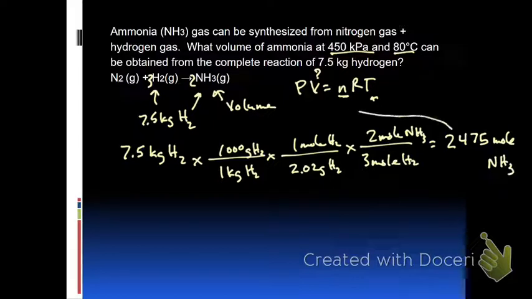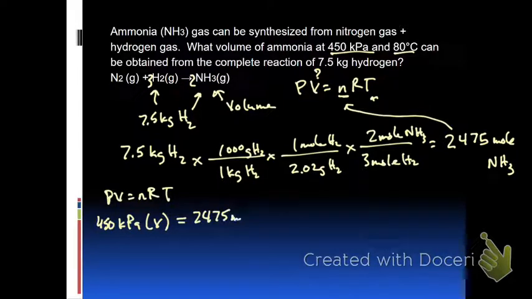So now I can use that and plug into this equation. So PV equals nRT, right? So we have 450 kilopascals. Our volume is what we want to solve for. We now figured out the number of moles. We're going to use 8.31 for R because we have kilopascals, right? And then the temperature is 80 degrees Celsius, so 80 plus 273 gives me 353 Kelvin, right? So we're going to solve for that.